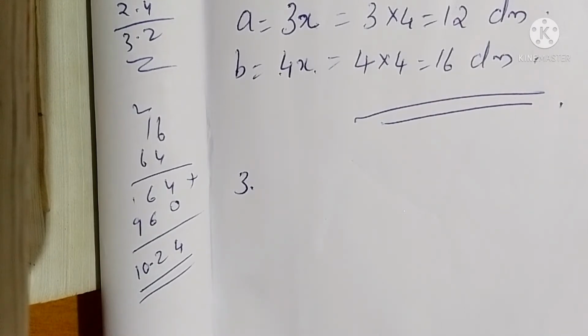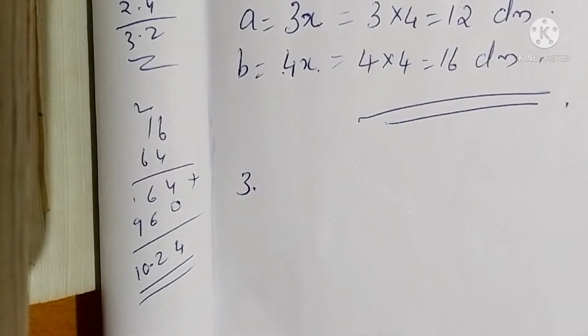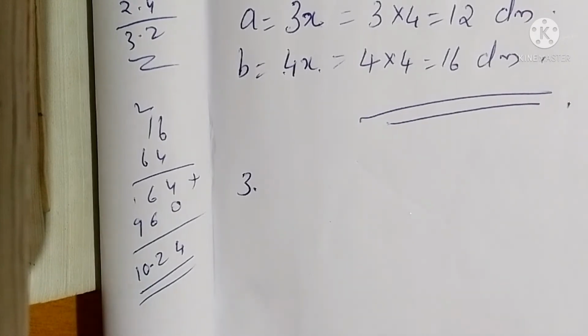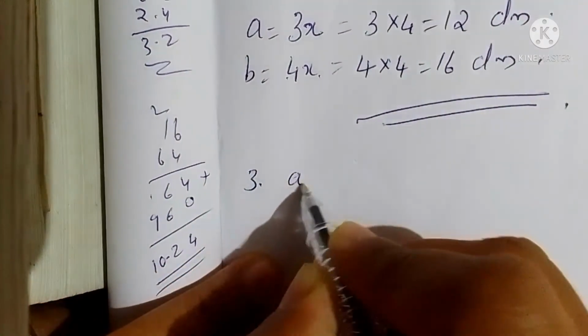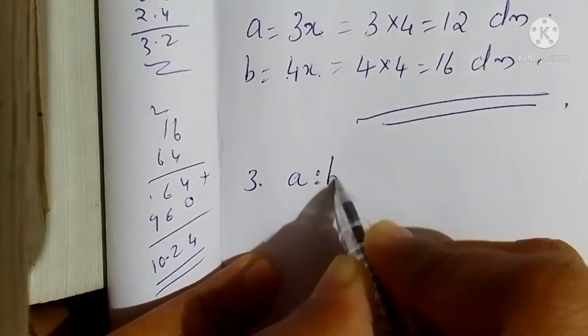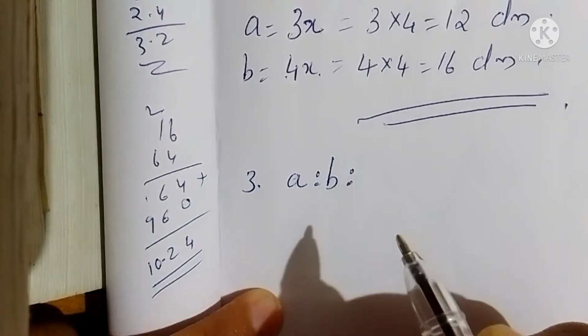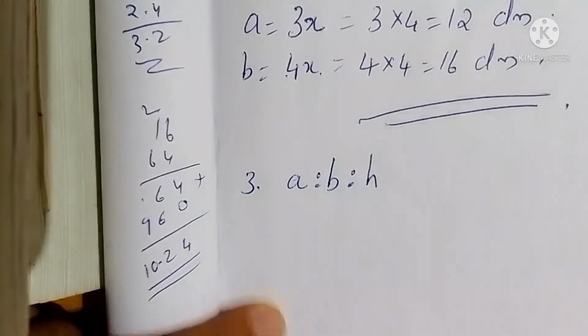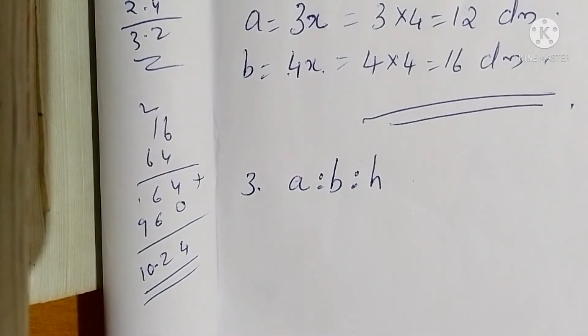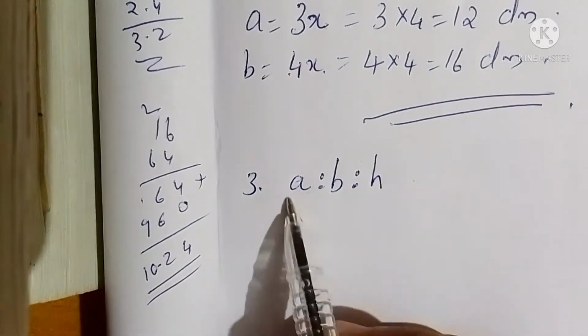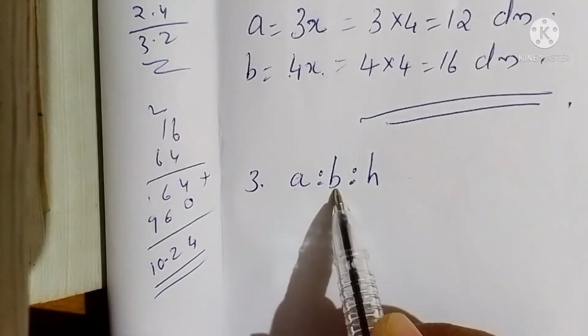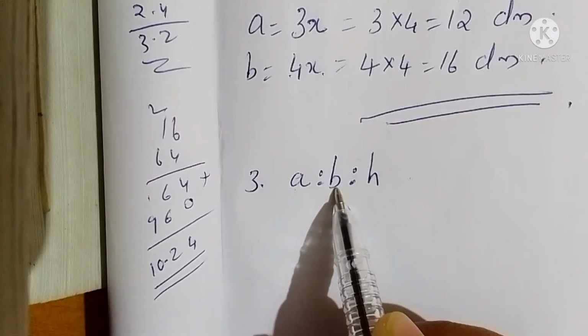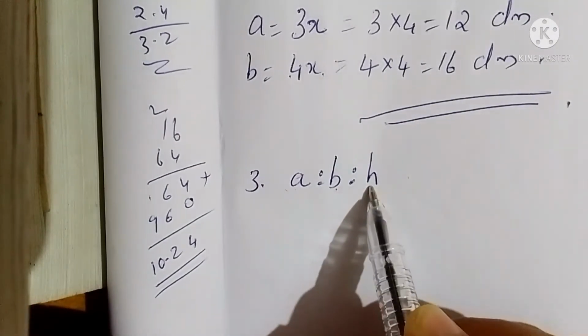If the area of the trapezium is 175 centimeter square, find its height. Here, two parallel sides, we take the parallel sides as A and B, and the height is the distance between them. Distance between them means height.